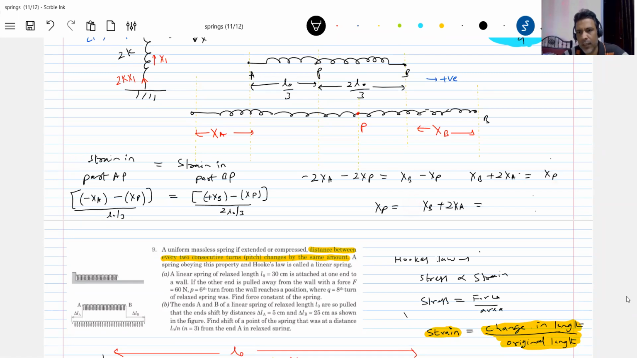Anybody got the value? XB, XA, how much are given? The displacement, I already substituted the sign. You need not bother. What is XB equal to? 35 centimeters. 35, sir. 35 centimeter. Check once. Is there anything missing? Everything is in order. I want you to analyze the problem.